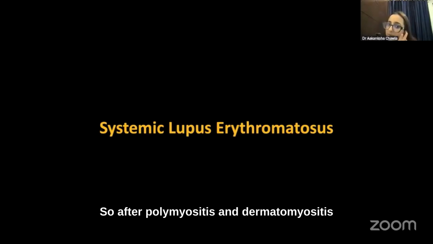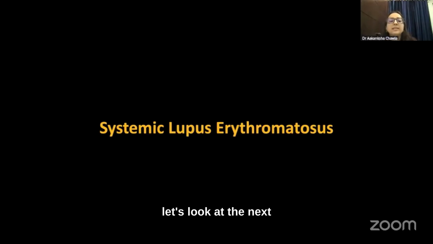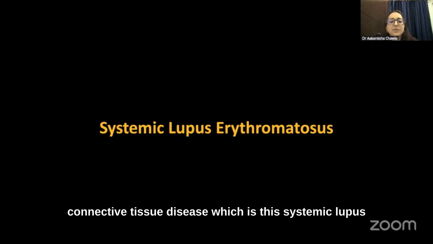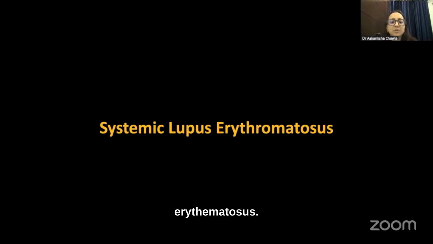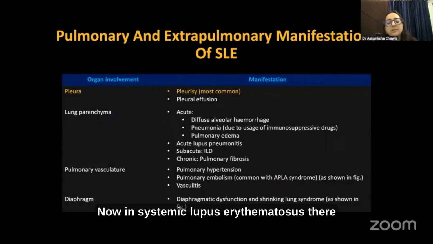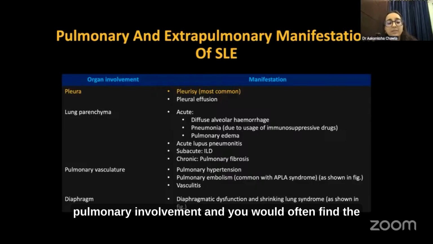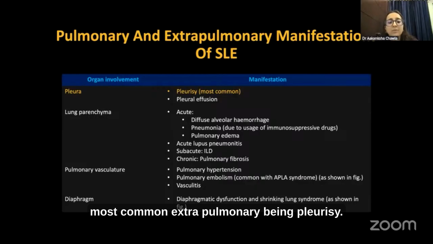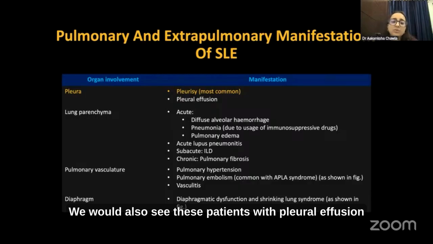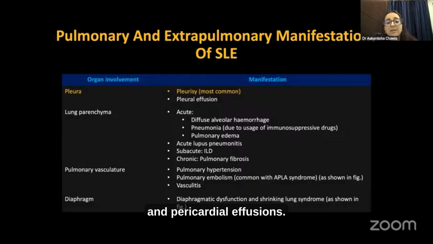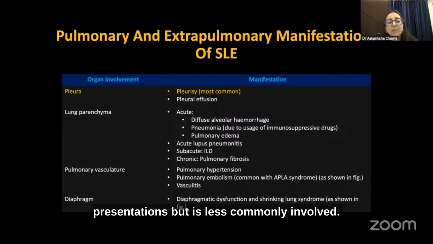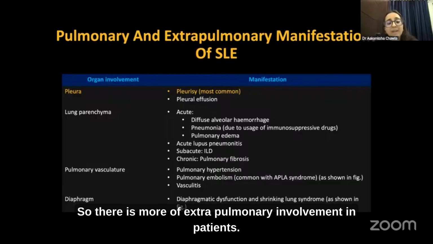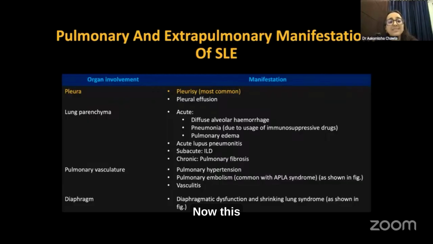So after polymyositis and dermatomyositis, let's look at the next connective tissue disease, which is systemic lupus erythematosus. Now, in systemic lupus erythematosus, there is more of extrapulmonary involvement than pulmonary involvement. And you would often find the most common extrapulmonary being pleurisy. We would also see these patients with pleural effusion and pericardial effusions. The lung parenchyma can have varied presentations, but it's less commonly involved. So there is more of extrapulmonary involvement in patients of SLE.